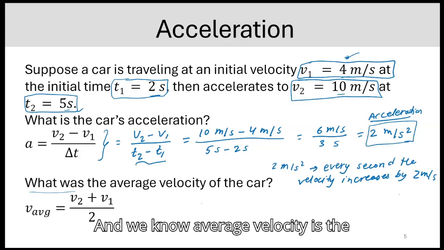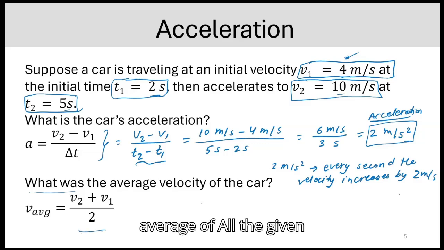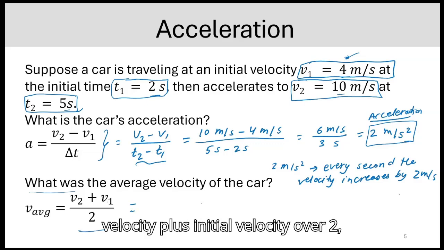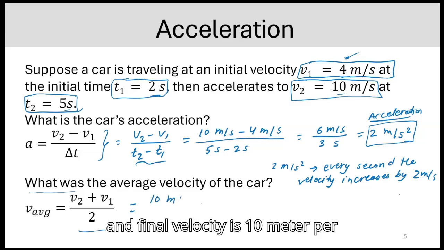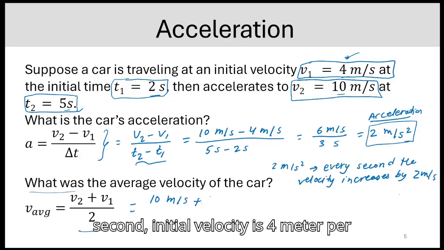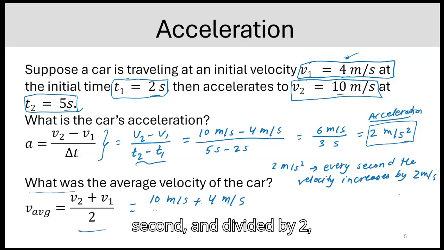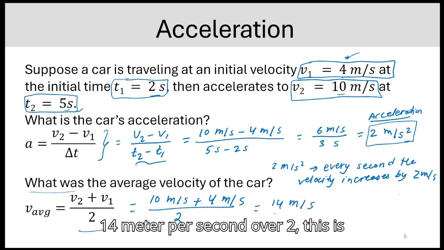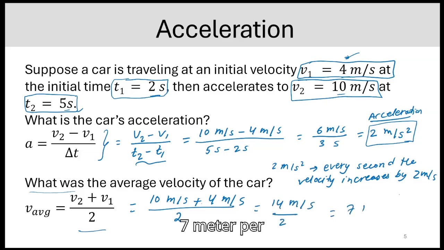And the second question is asking what was the average velocity of the car. And we know average velocity is the average of all the given velocities here, final velocity plus initial velocity over 2, and final velocity is 10 meter per second, initial velocity is 4 meter per second, and divided by 2, 14 meter per second over 2, this is 7 meter per second.